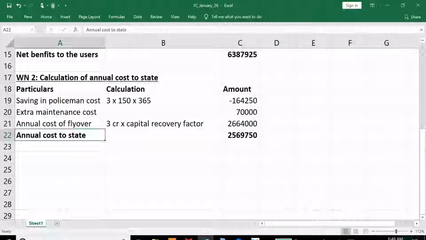Policeman or extra maintenance is not going into working note 1, because that's not for the users, that is for the state. The state is basically the municipal corporation. They are going to save this, or they are going to spend this, whatever way we want to call it. Clear?